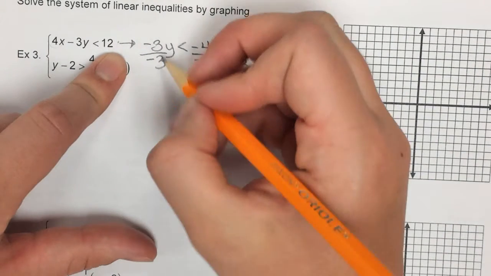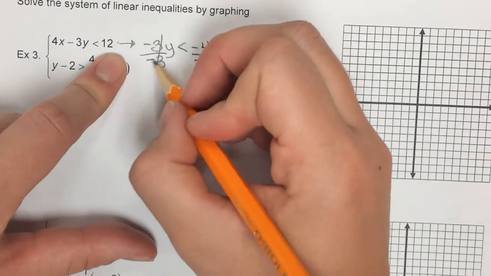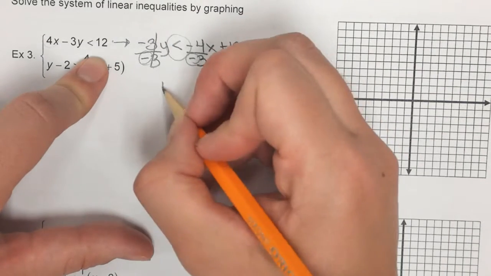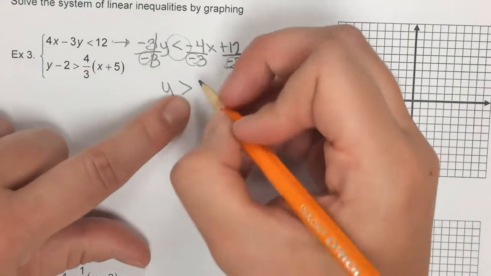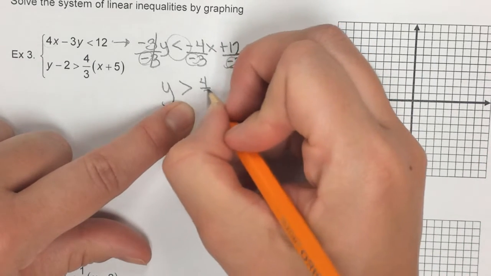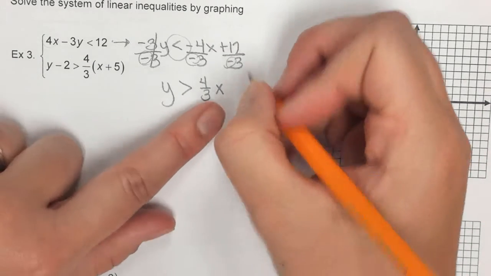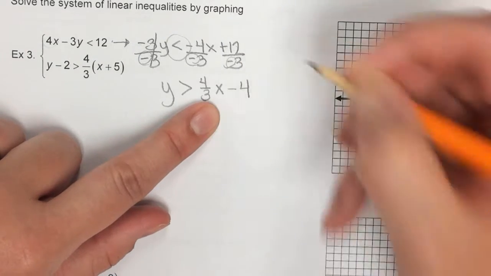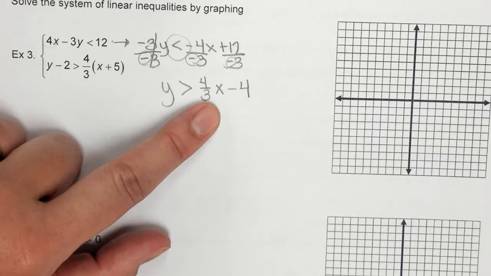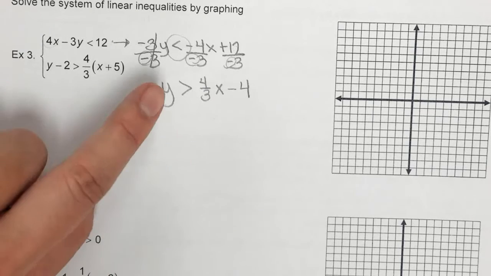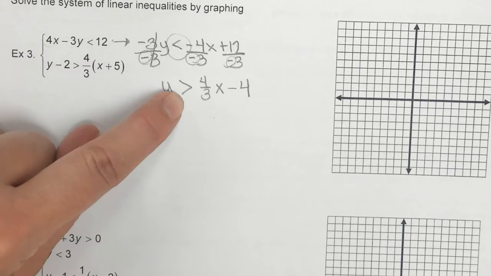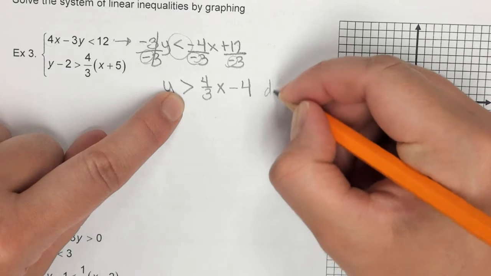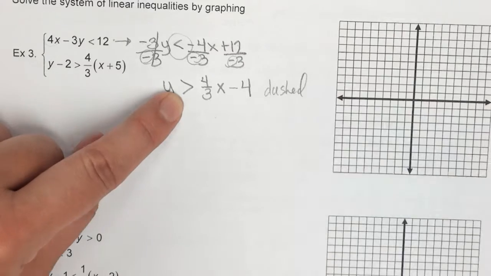Do I have to flip my inequality sign? Yes. I divided by a negative, which means I'm making opposite the whole thing. So I got to point the opposite direction. Y is greater than 4/3 x. 12 divided by negative 3 is negative 4. Okay? Okay. No bar. So what kind of line am I going to have? Dashed or dotted, however you prefer to describe that.